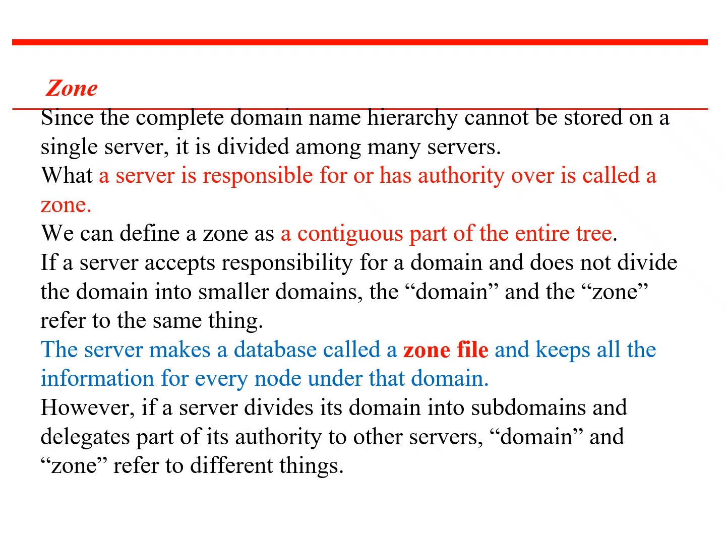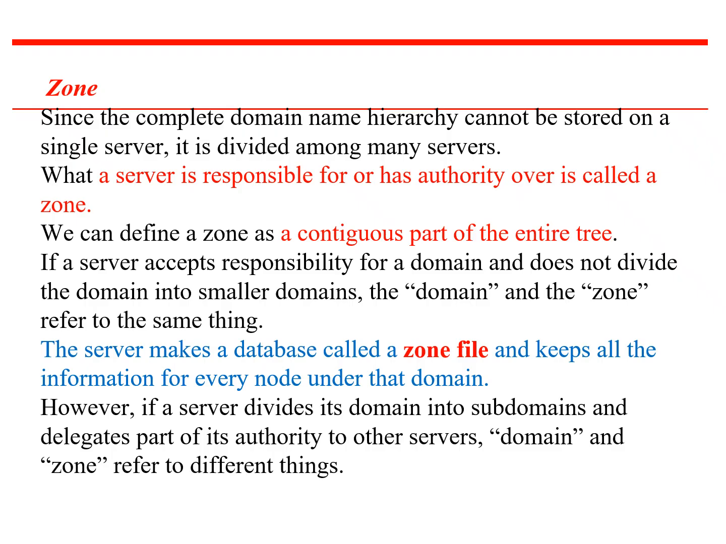So now let us see what you mean by a zone. Since the complete domain name hierarchy cannot be stored on a single server, it is divided among many servers. What a server is responsible for or has authority over is called a zone. We can define a zone as a contiguous part of the entire tree. See, if a server accepts responsibility for a domain and does not divide the domain into smaller domains, the domain and the zone refer to the same thing.